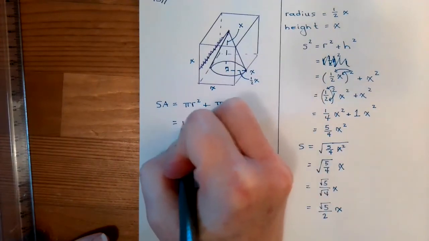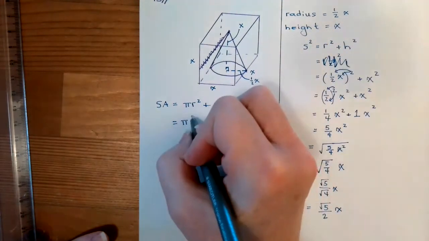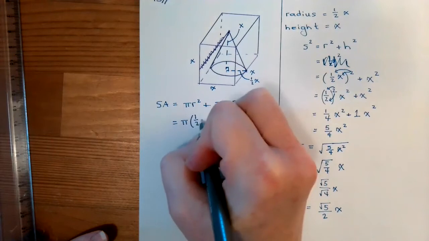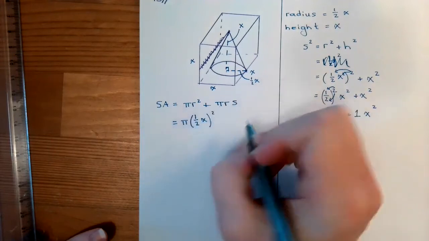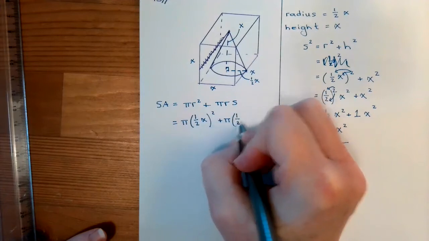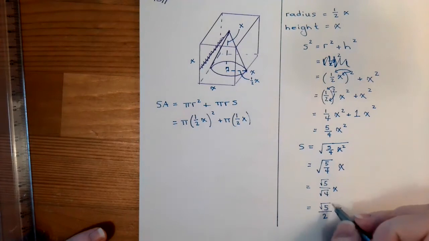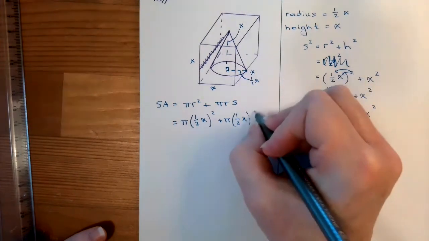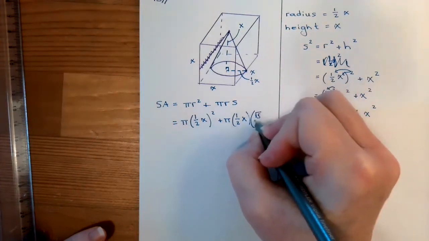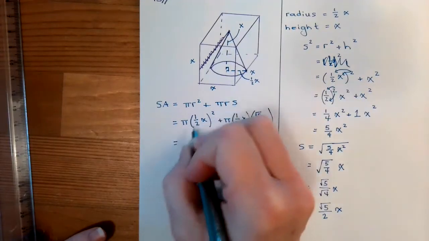So I'm going to go ahead and replace that. My radius is 1/2 x. So I have 1/2 x again, and that is squared, plus pi times my radius, which is 1/2 x, times my slant height, which is √5 over 2x. Let's go ahead and simplify that.